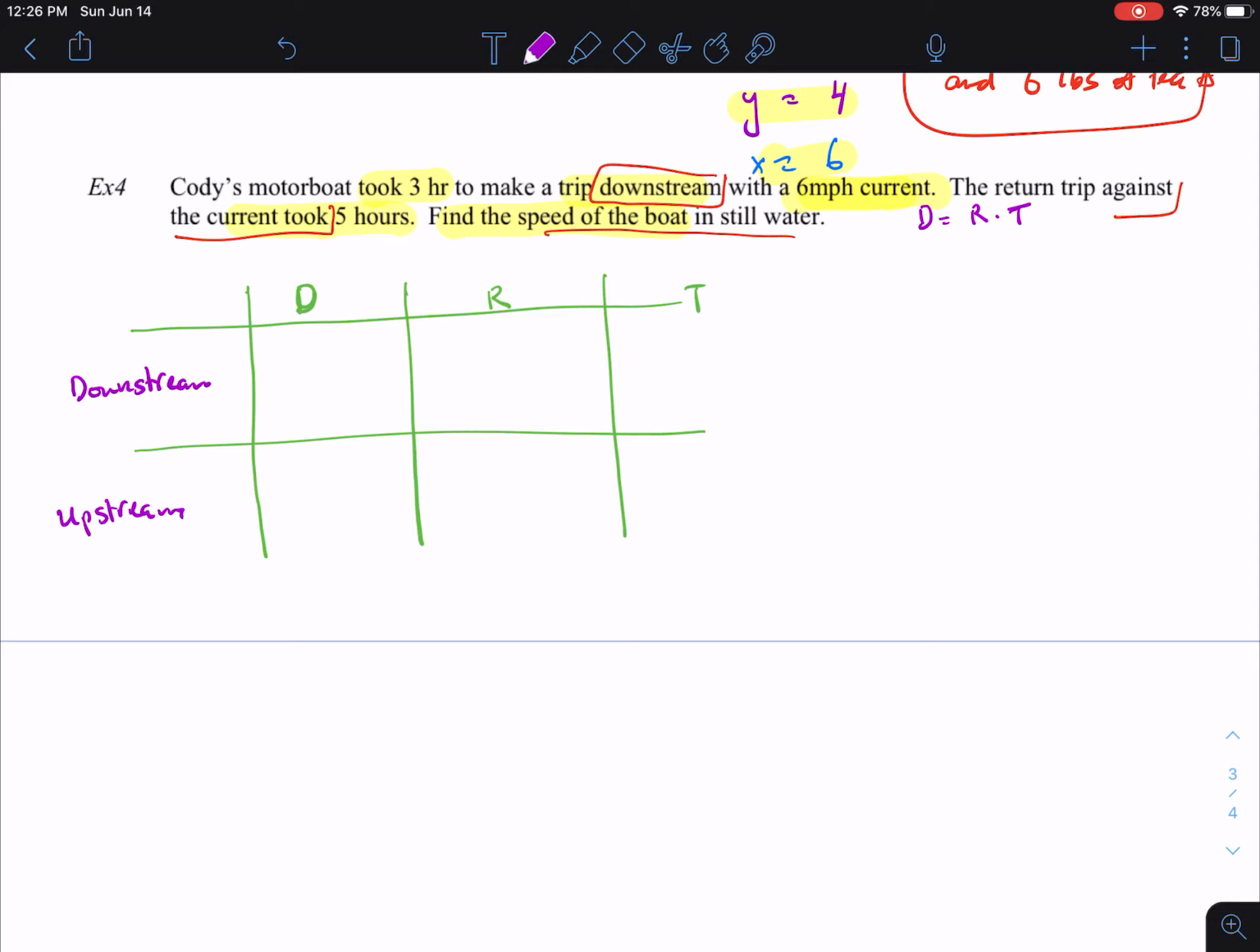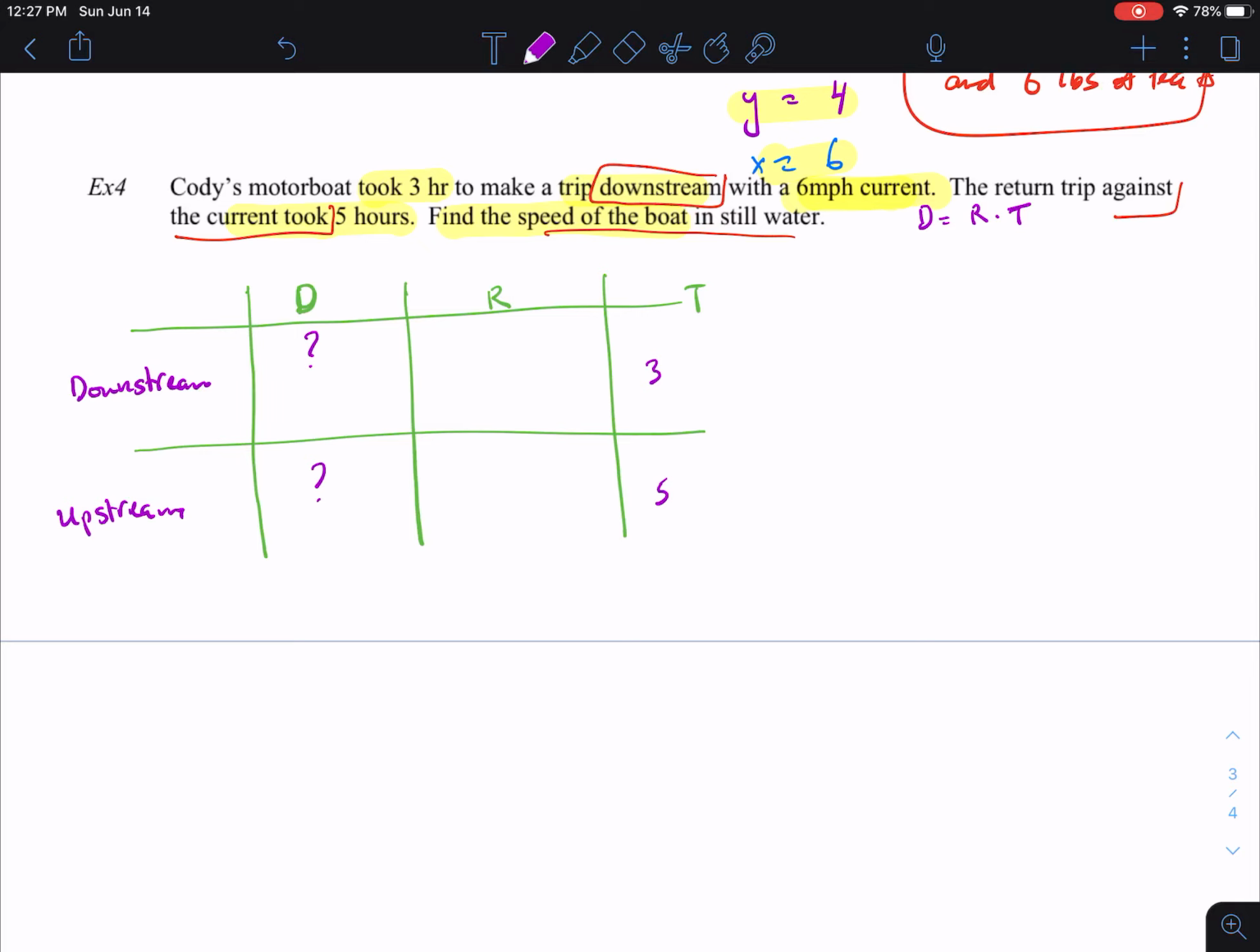Do we know how long each trip is here? We don't know. Okay, question mark. We do know the time for each trip, 3 hours for downstream and then 5 hours for upstream.